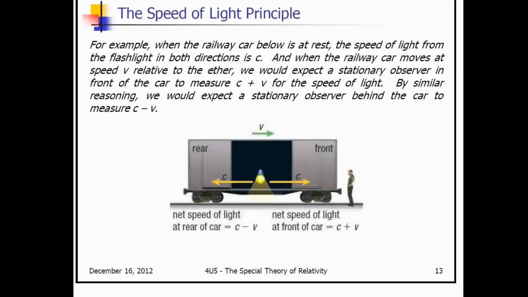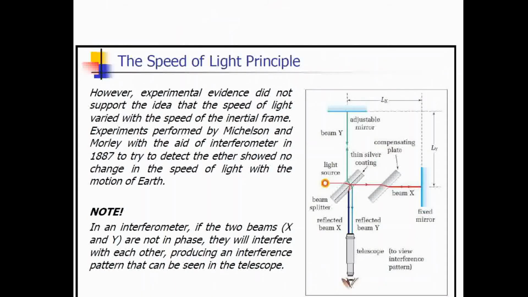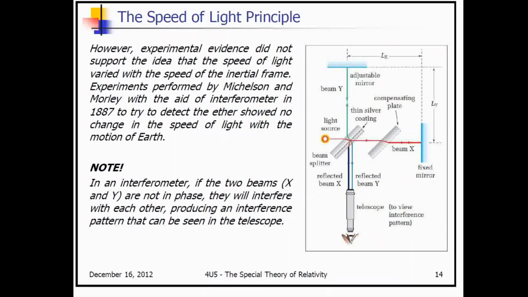What happens is we would assume that for an observer at the front of the railway car, the light would be moving at c plus v to that observer, and he would see the light moving back at c minus v. But c is a limit. We can't go faster than c. So c plus v would have to be equal to c. That's what we're going to get to in this.